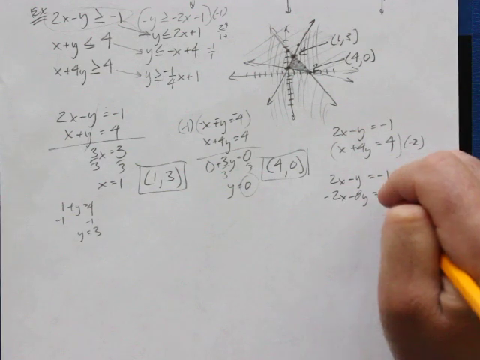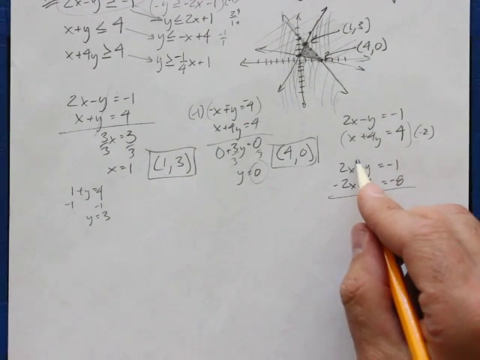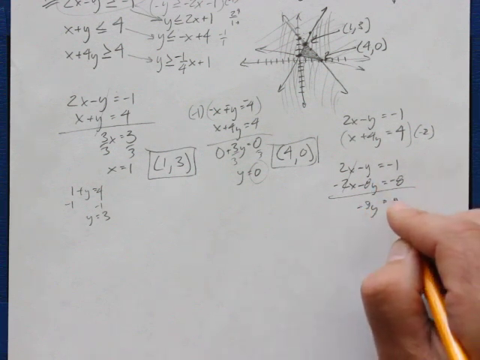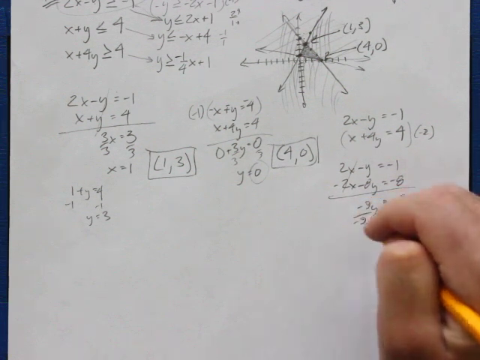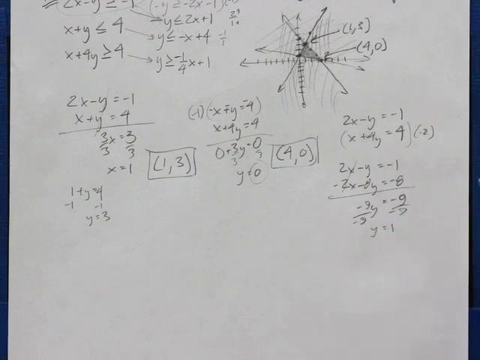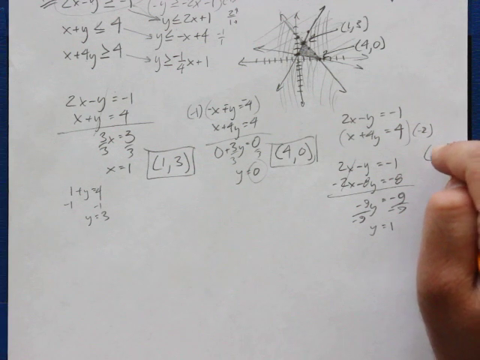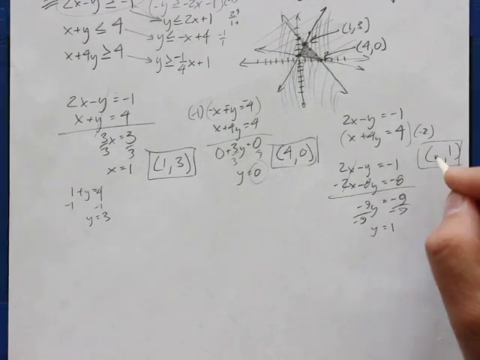equals negative 8. Now I'm going to eliminate. The x's go away. I've got negative 9y equals negative 9. Divide both sides by negative 9. Y equals positive 1. So my point for this one is going to be 1. My y value is going to be 1. I need to find my x value.